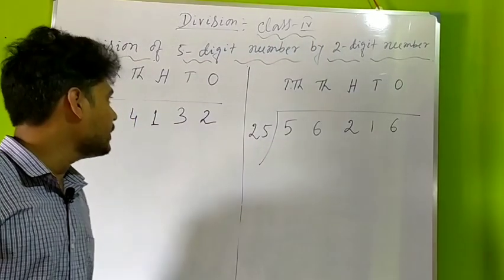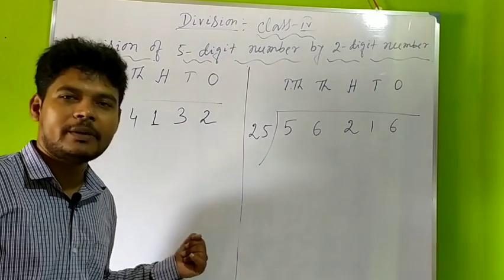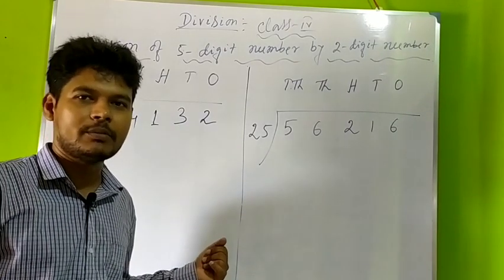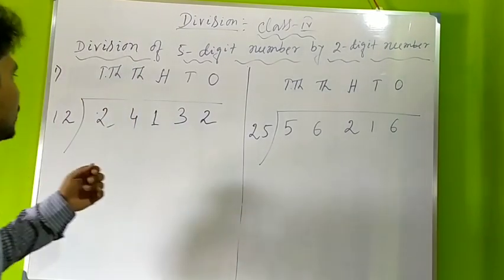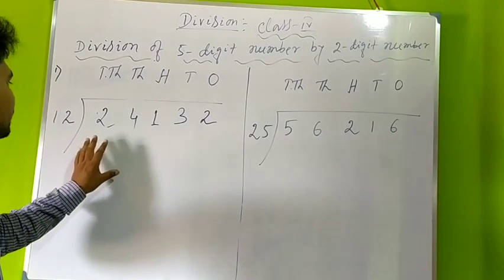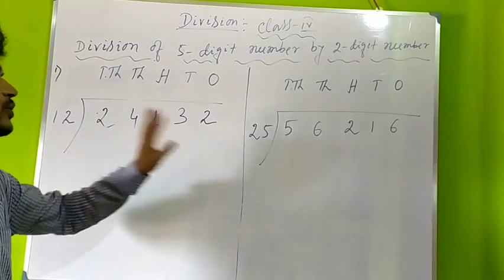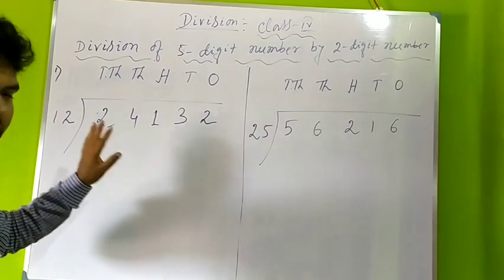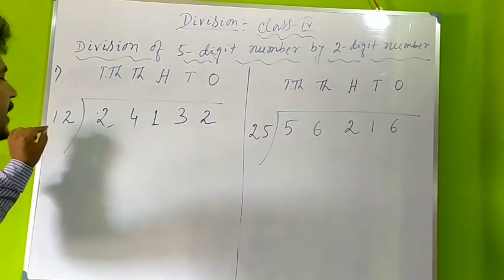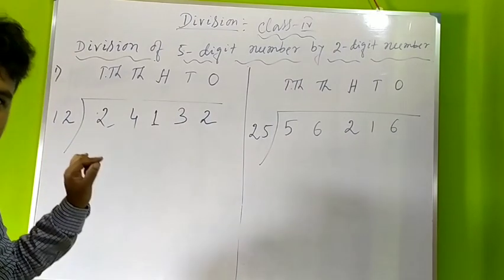Now we will see how to divide any 5-digit number by a 2-digit number. So let's start. You can see I have already written one 5-digit number, that is 24,132, at the dividend place, and we will divide this by 12, which is the 2-digit number.